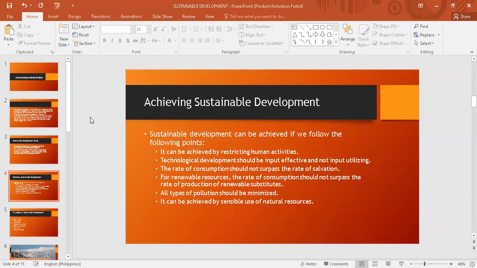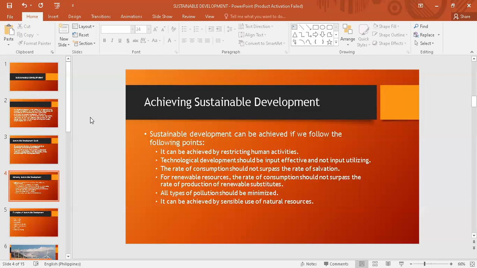Another, the rate of consumption should not surpass the rate of salvation. Kasi mas marami tayong consumption kaysa yung pag-save sa environment. The paper alone, no? Yung paggamit ng papel. Ilang trees ang nakakat para makapag-produce ng bond paper, ng notebooks. Okay? Kasi, halimbawa, sa education, sa panahon before, talagang hindi naman uso ang paperless. More on talagang pag-publish ng book that will use papers.